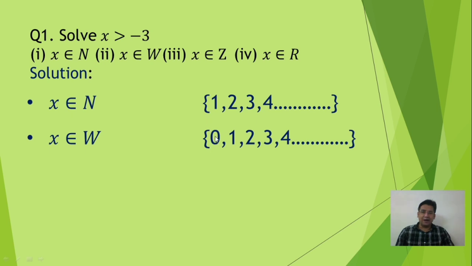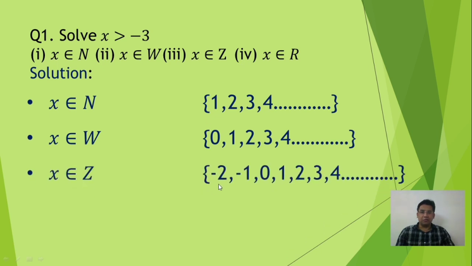अगर हम जीरो इसमें ऐड कर देंगे नेचुरल में तो ये कौन से बन जाएंगे? They will be whole numbers. And what about integers? You always think about the number line. Greater than minus 3, integers will be minus 2, minus 1, 0, 1, 2, 3, 4 and so on.